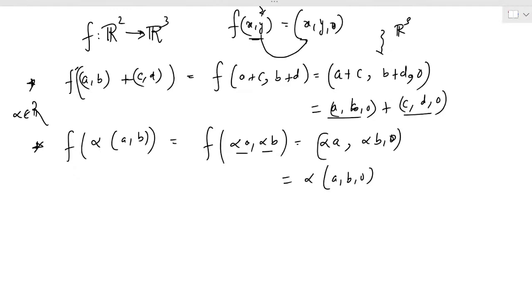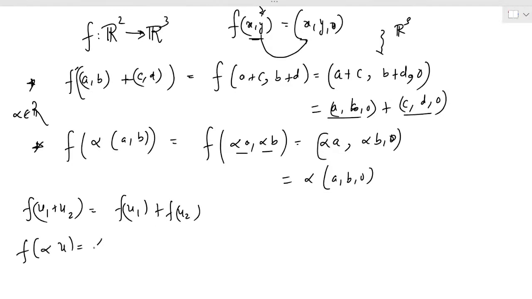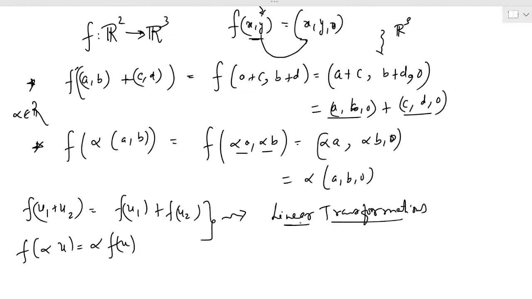Two distinctive properties that you can see: if I supplied two vectors here, u1, u2, what did I get? I got f(u1) plus f(u2). And secondly, if I supplied this alpha u, you got what? Alpha times f(u). These properties are called the properties of linear transformations. And the same property you are going to write for your linear operators. Lately in quantum mechanics, we are going to write these things as the properties of linear operators.